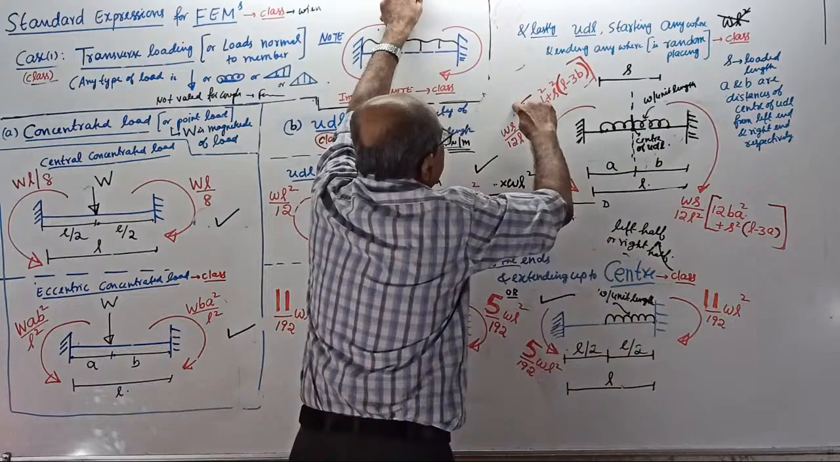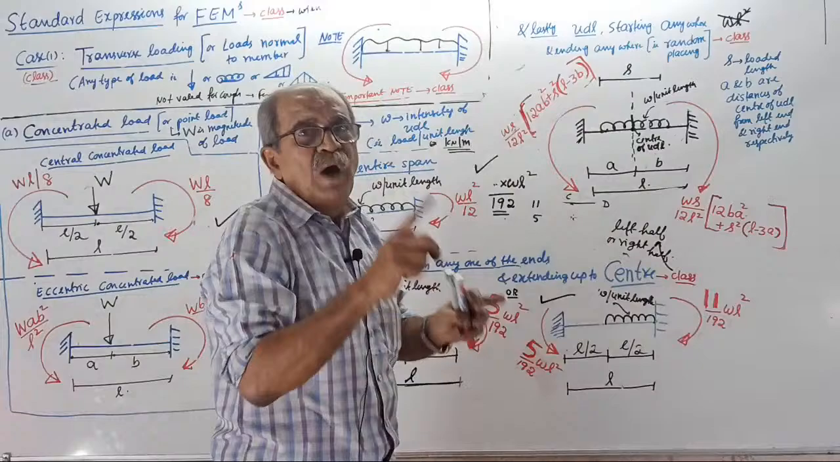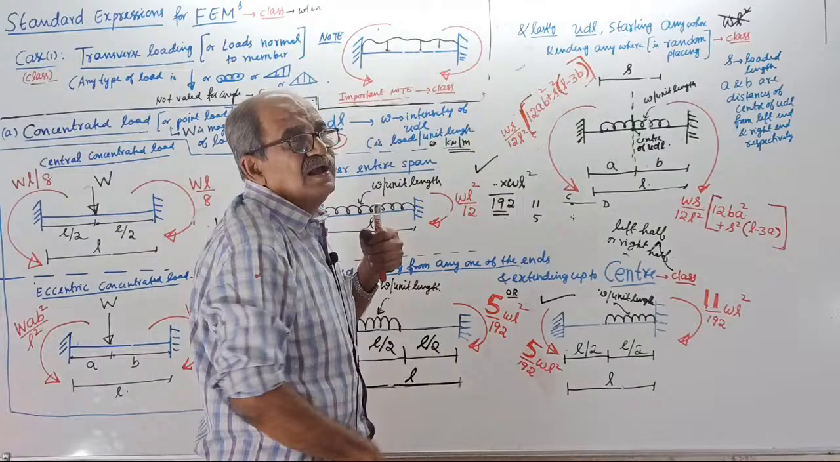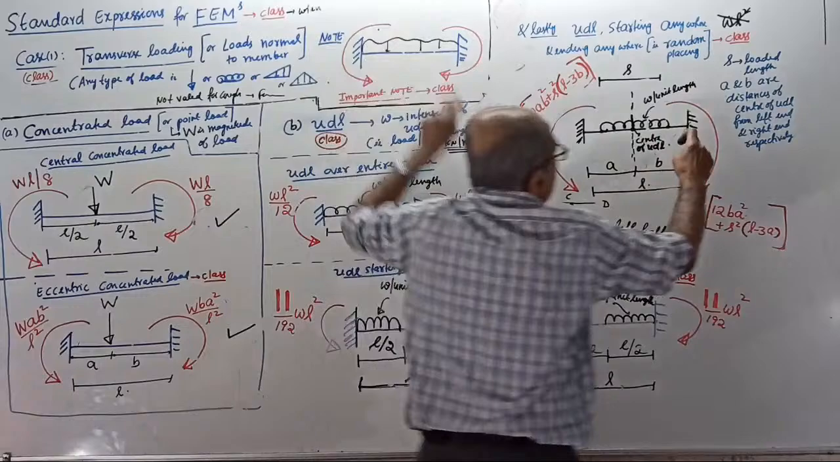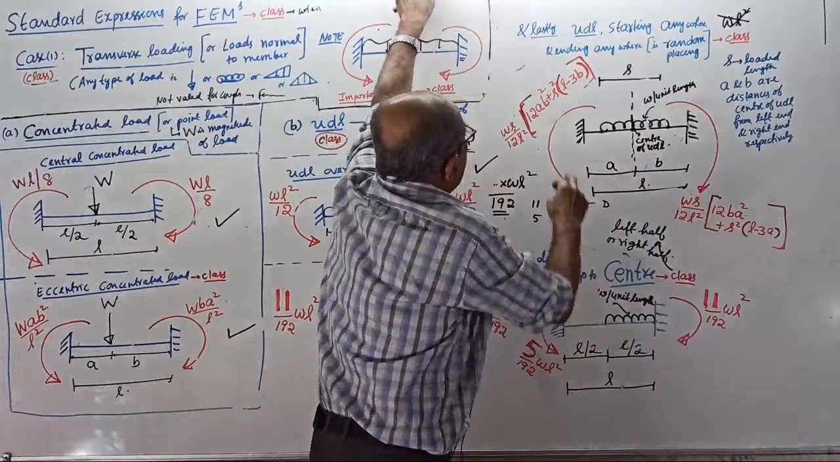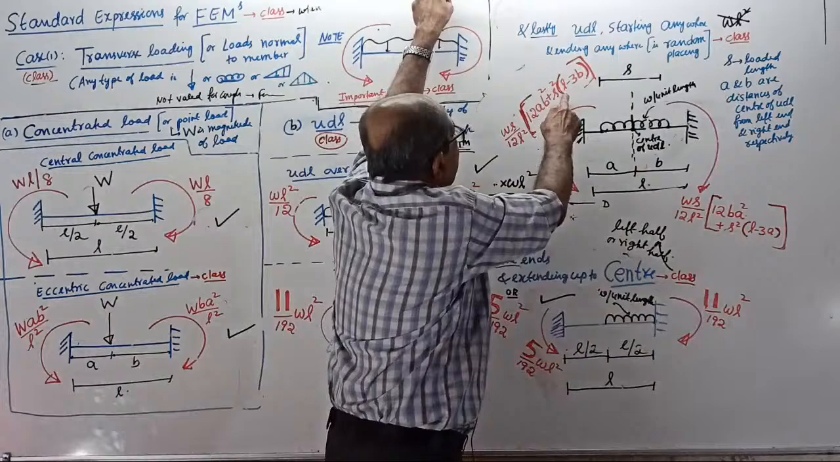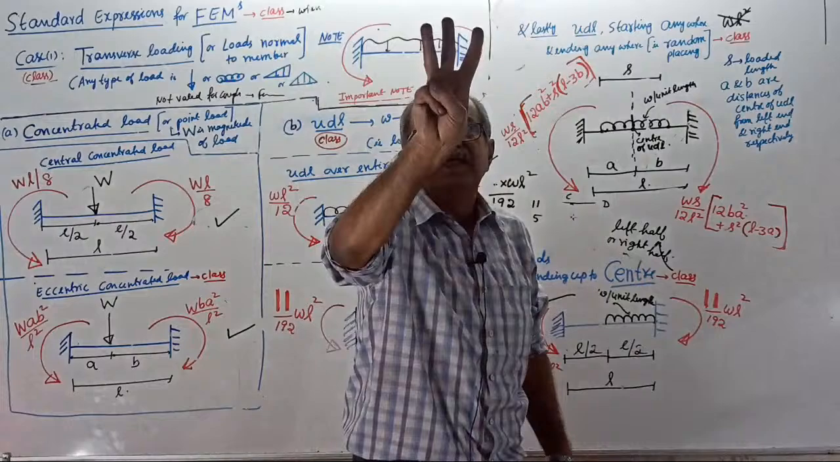Now, open the main bracket. Then the formula is, once again, 12 into this into that square. 12 into A into B square. Here, 12 into B into A square. Plus the square of the loaded length, common, square of the loaded length into the mini bracket. Mini bracket is span L minus 3 times the other distance.